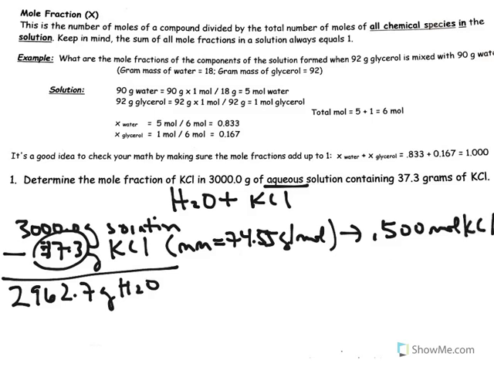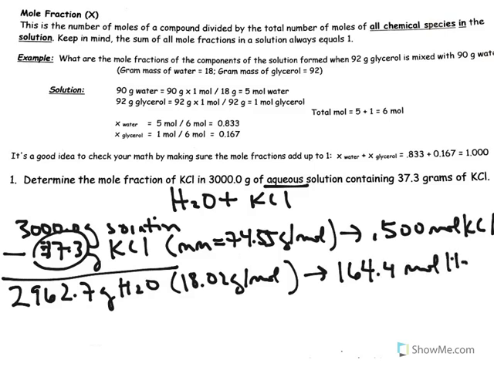We figured out the mass of water in that solution, knowing that the molar mass of water is 18.02 grams per mole. Then you can do that division, and you can figure out that you have 164.4 moles of water. You need to figure out the total moles in your solution, so you add the moles of water here, plus the moles of the KCl here. Whenever you add those together, we get 164.9 moles total.